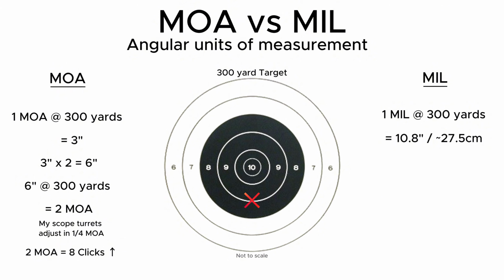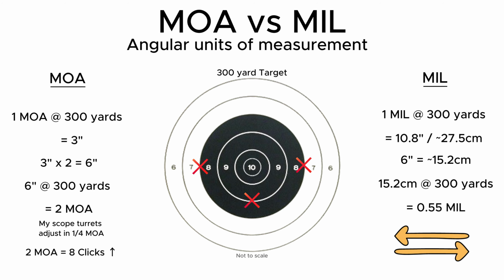On the same target, converting to mil, we know that at 300 yards, 1 mil is equal to 10.8 inches or 27.5 centimeters. If we are 6 inches low, which is 15.2 centimeters, we will need to come up 0.55 mil. These examples work exactly the same when it comes to wind adjustments, but instead of adjusting up, you adjust against the wind either left or right.